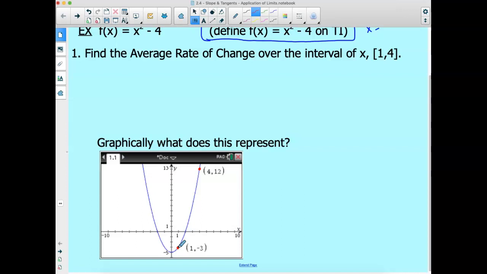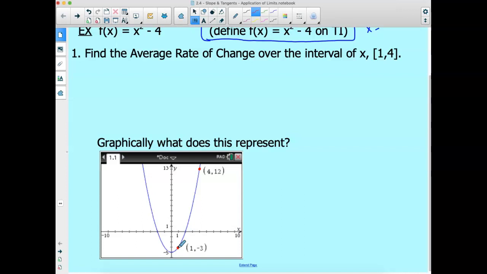But when we start looking at parabolas and cubics and non-linear graphs, what we need to understand is that curves have slope, and their slope changes at every point. If the function's increasing, the slope is increasing. If the function's decreasing, the slope is decreasing. So there's a whole bunch of different slopes on this graph.